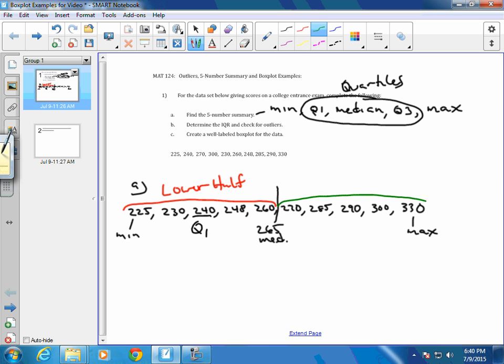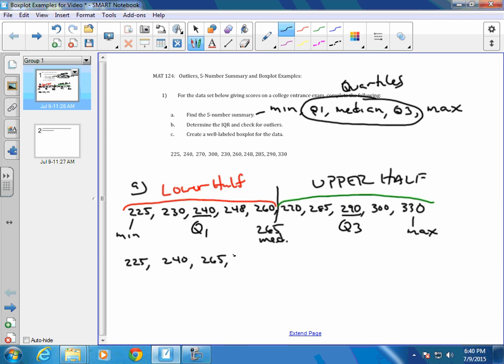The data values to the right of the median, this is our upper half. The median of the upper half is what we're going to use for Q3. So we have a 5-number summary of 225, 240, 265, 290, and 330.